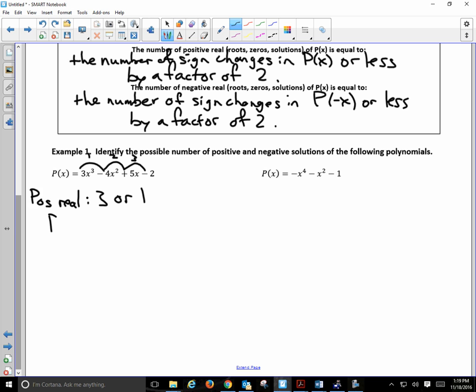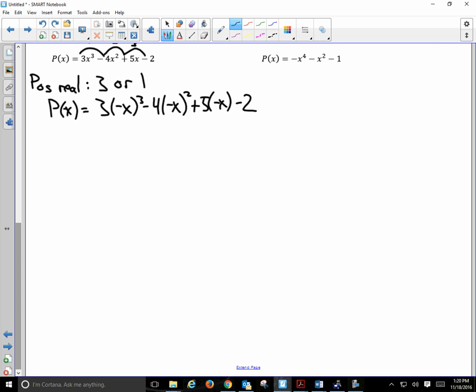So now I'm going to consider P of negative x. As I look at P of negative x, I plug in negative x for x. I get 3 times negative x cubed minus 4 times negative x squared plus 5 times negative x minus dos, which is Spanish for 2. What is negative x to the third? Yeah, so if we multiply that, we end up with a negative 3x to the third.